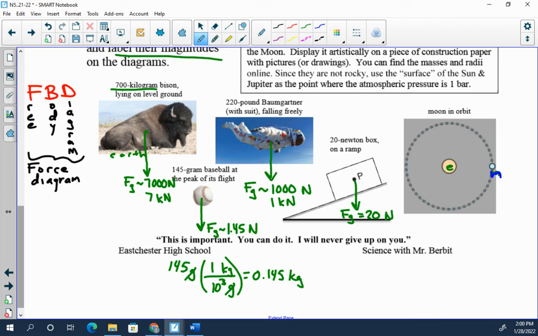Let us not get fooled into thinking every arrow is down. Toward the center is this way, toward Earth's center. FG, and we actually figured this out a few pages ago in the notes. We already calculated this. The answer was roughly 2 times 10 to the 20th newtons. There is your first round of free body diagrams.